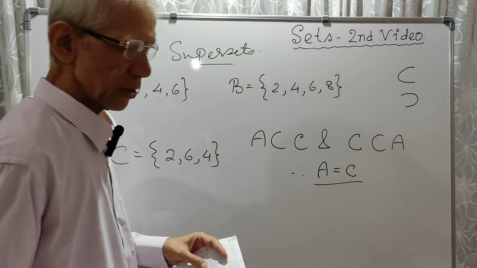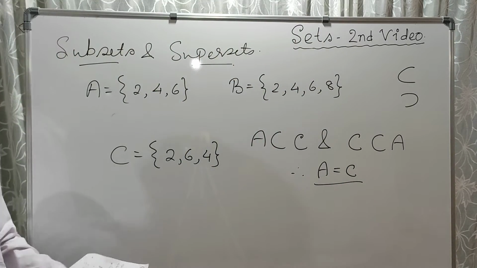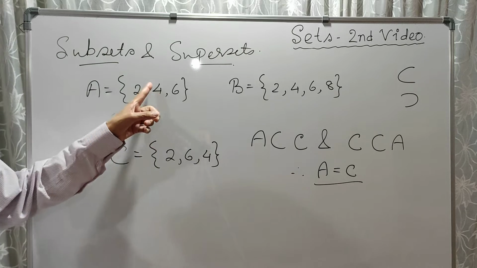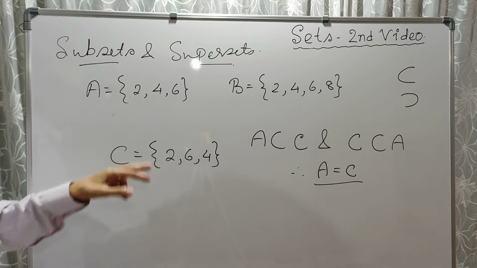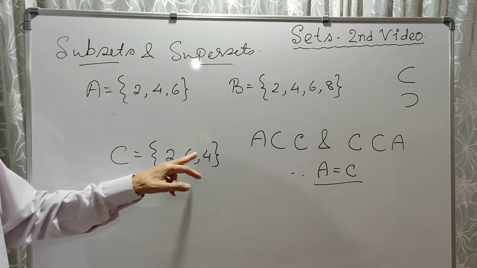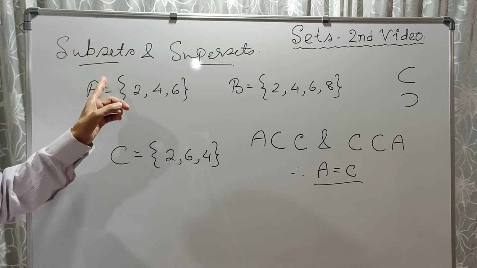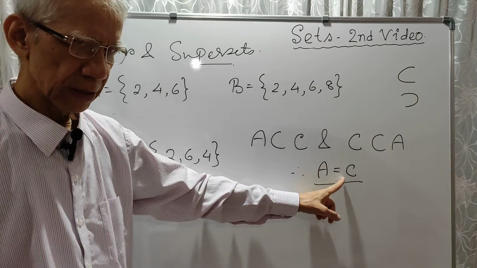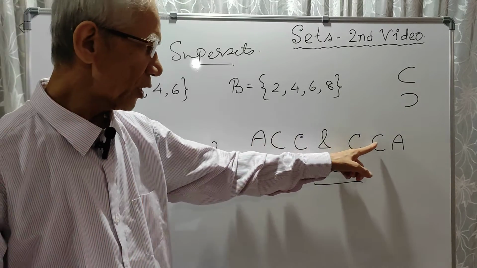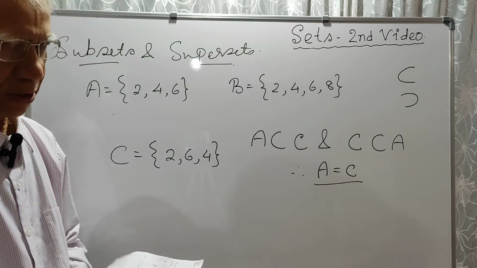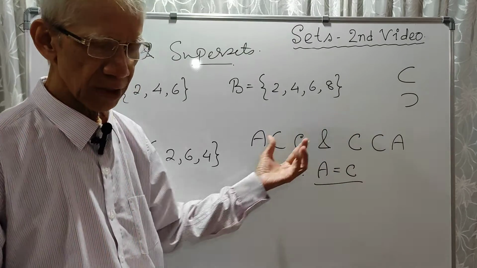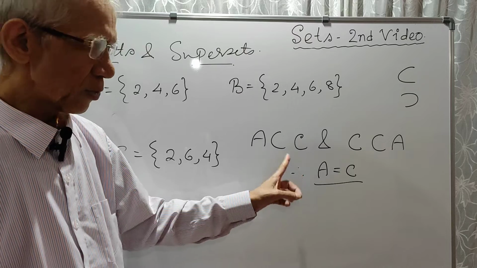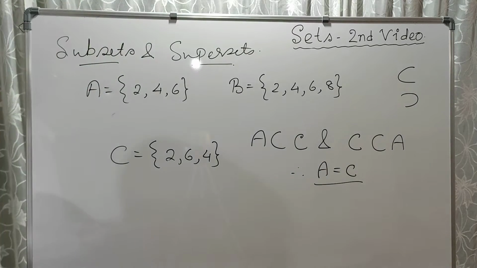Now, equal sets I discussed in my previous video. Two sets are equal when they contain exactly the same elements. So 2, 4, 6. Here also 2, 4, 6. The order is not important. So these two are therefore equal. If A is a subset of C and also C is a subset of A, they are subsets of each other. In that case, they must be equal.